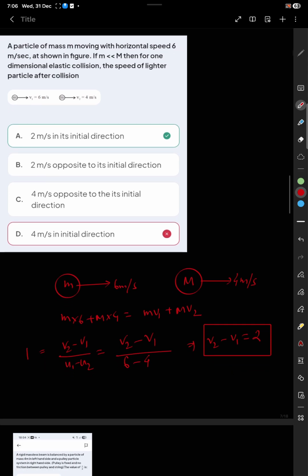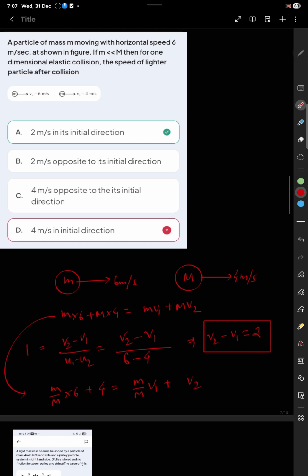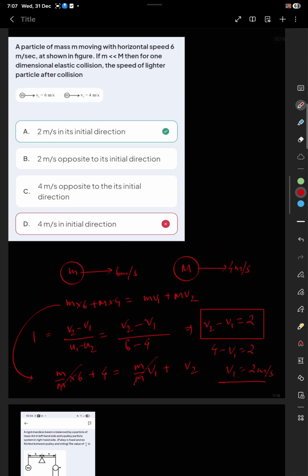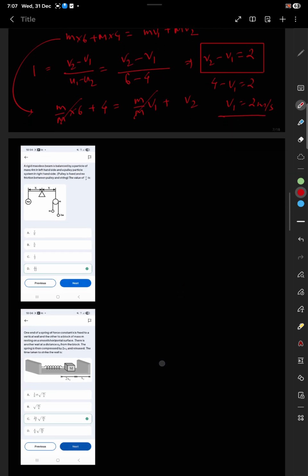Okay, so from this equation, as it is given m by M is very less than 1, so you can neglect this one, right? Because m is very less than M, just divide everything by capital M. You will get this, right? Just neglect this, these are very small. So V2 is 4. As V2 is 4, so V1 will be how much? 4 minus V1 is 2, so V1 will be 2 meter per second in the initial direction because it is positive, right? And the speed of the larger particle remains as 4 only, or you can directly apply the formula also, whatever you want.